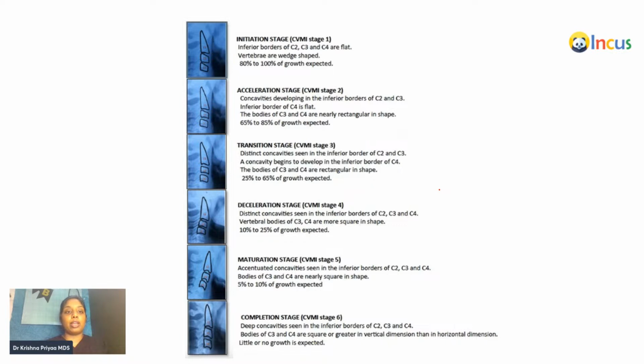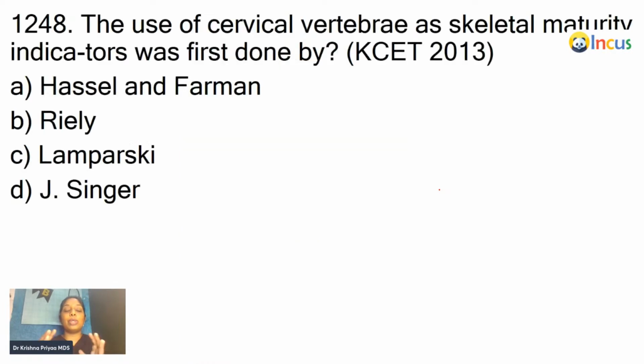Yes, this is what I'm talking about. C2, C3, and C4 are usually used to identify how much growth potential is left in the patient, and each stage is given a particular name like initiation, acceleration, transition, deceleration, maturation, and completion stage. So, with this knowledge in hand, let's proceed to the following questions.